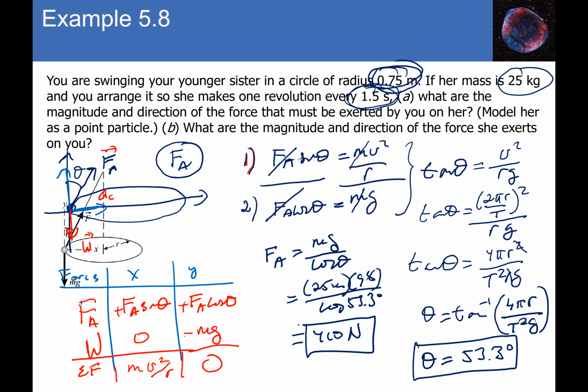Now the question is: what are the magnitude and direction of the force she exerts on you? Well, this is the magnitude of the force, and the direction is obviously toward the center, right? So toward me. But the force of the sister acting on me is an action-reaction pair. That means it's exactly the same magnitude, but in the opposite direction.